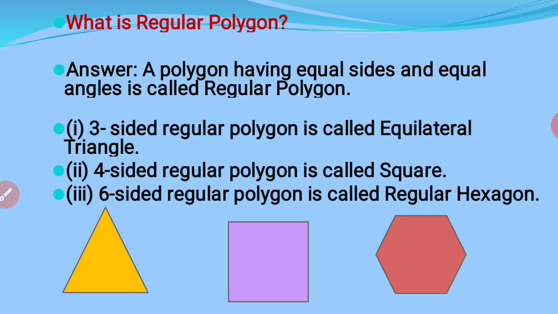The third figure is a six-sided regular polygon. Such figures are named a regular hexagon. If it is a five-sided regular polygon, we'll call it a regular pentagon. This is how they are named.